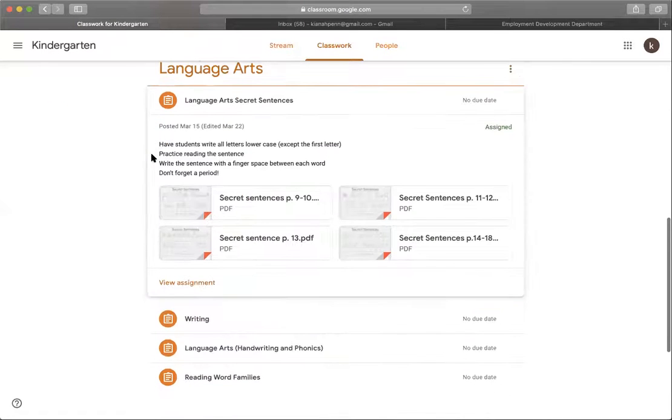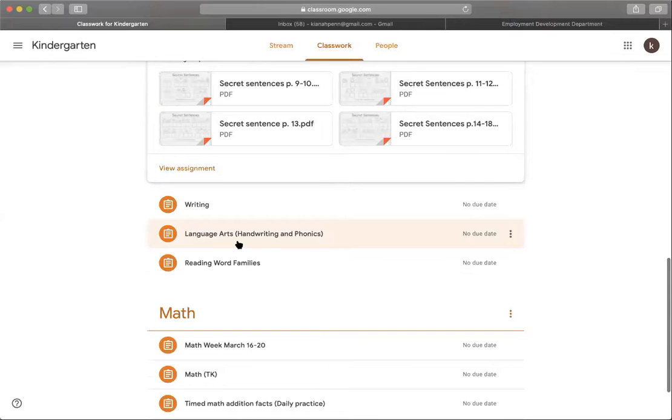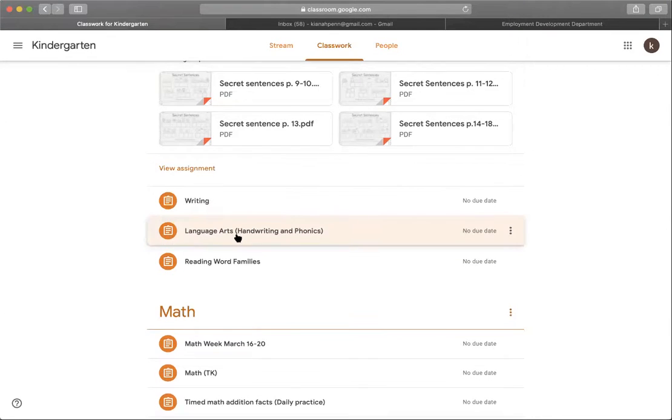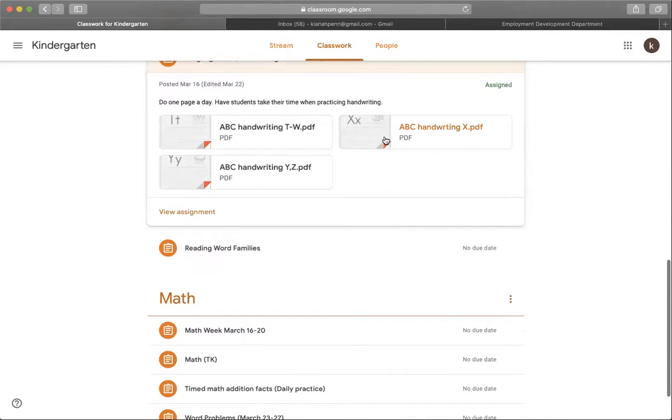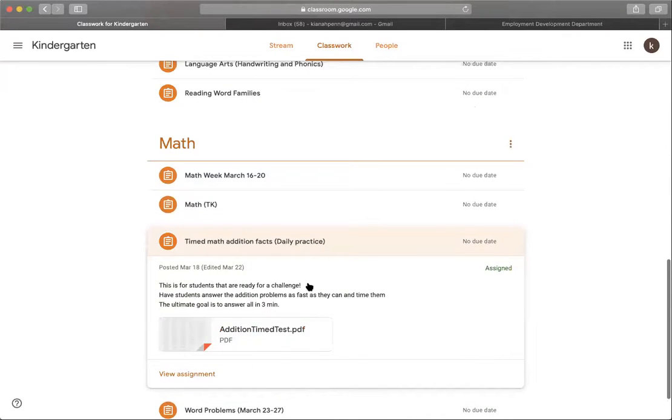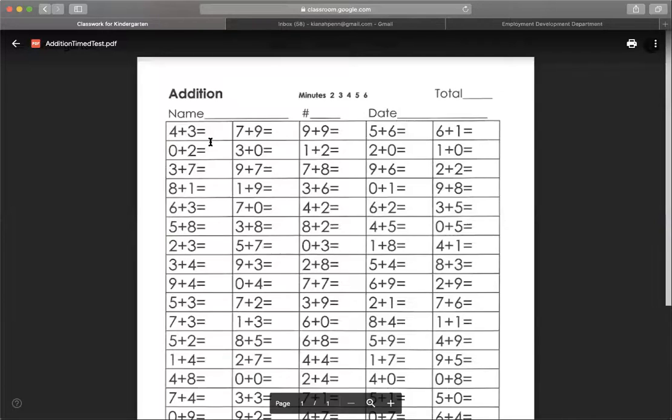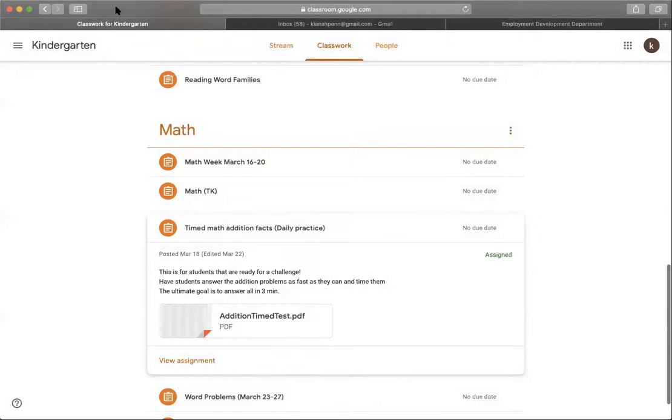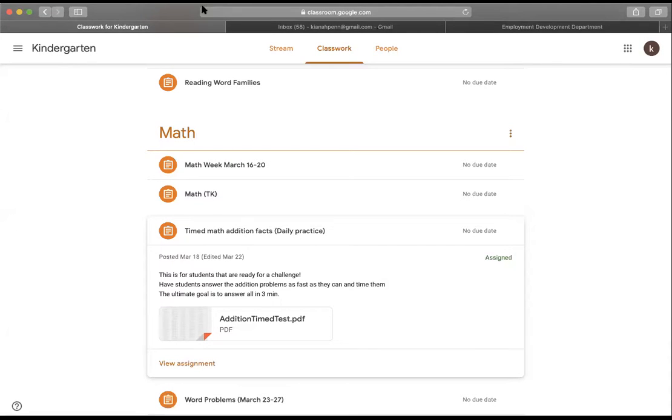And then there's also some, like I said, if they want to do some extra handwriting practice, tracing the alphabet is good. For math too, if you want to see how fast they can solve specific equations, they're more than welcome to do that as well. Those two are just extra practice work that they can utilize.